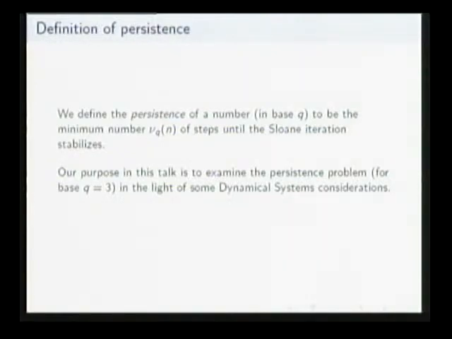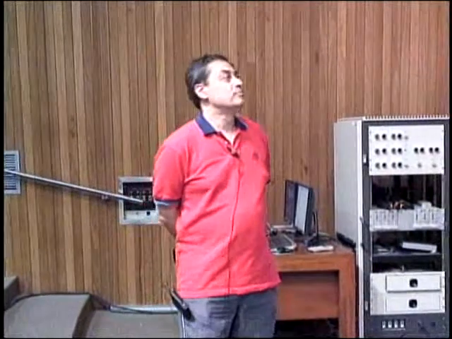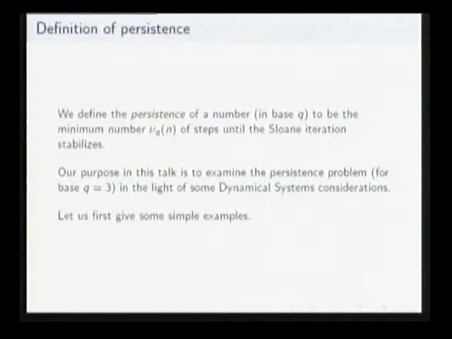Unlike many of the speakers here, like some of the speakers this morning, I don't have any deep results to report here. They're just simple observations, and I hope that some of them are non-trivial. So let me start giving you some examples.